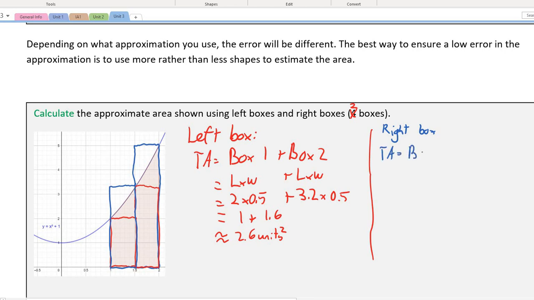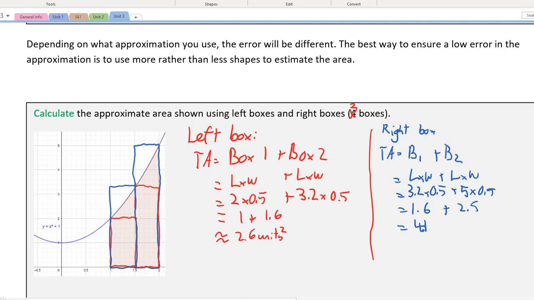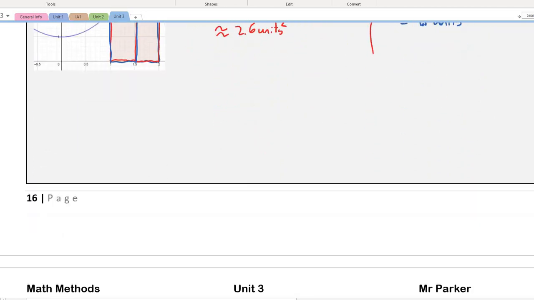Total area will be box 1 plus box 2, length times width plus length times width, and they all have a width of 0.5. The length of the first box is 3.2 times 0.5 plus, now the length of this one is 5 times 0.5, so that's 1.6 plus 2.5, 4.1. 4.1 units squared. Now, looking at that, guys, does it ask us something?